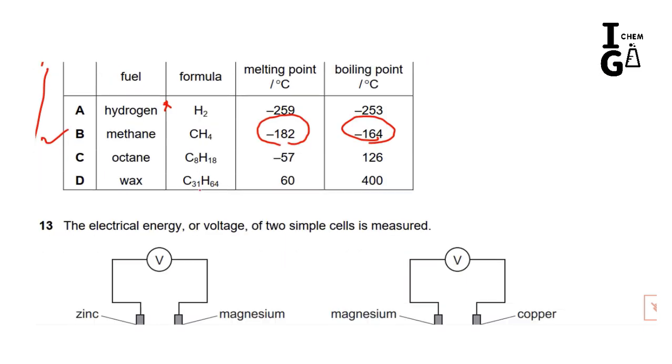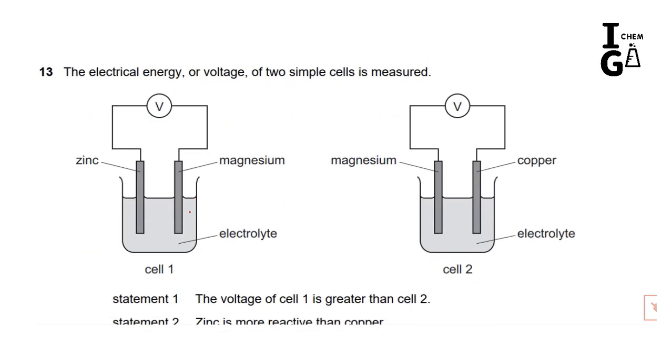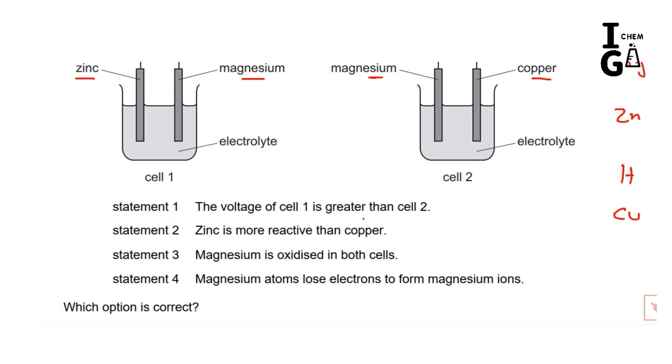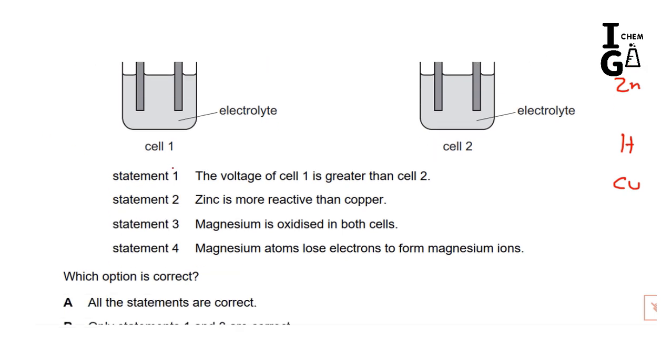Okay. Next one, 13. The electrical energy or voltage of two simple cells is measured. So here, as you see, we have zinc against magnesium, and here we have magnesium again against copper. So I think we can also put something like, you remember the reactivity series again. If this is hydrogen, of course the copper will be below hydrogen, zinc should be above, and magnesium is further above because it's more reactive than everything here. So let's check which option is correct. Let's read every statement to decide whether it is correct or not.